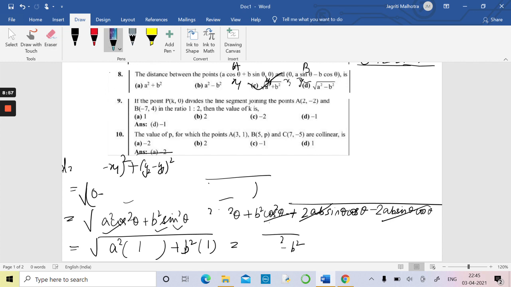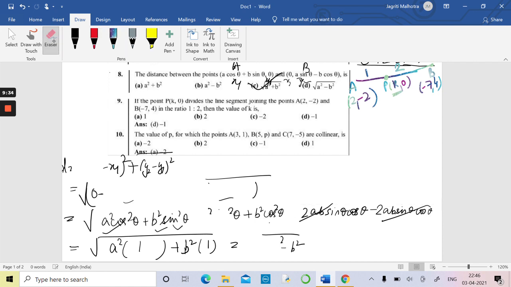Now if the point, suppose this is our P, okay, if the point P(k, 0) divides the line segment joining the points A(2, minus 2) and B(minus 7, 4) in the ratio 1:2, then we have to find the value of this k. This is our section formula. Okay, we know our section formula, what it is.